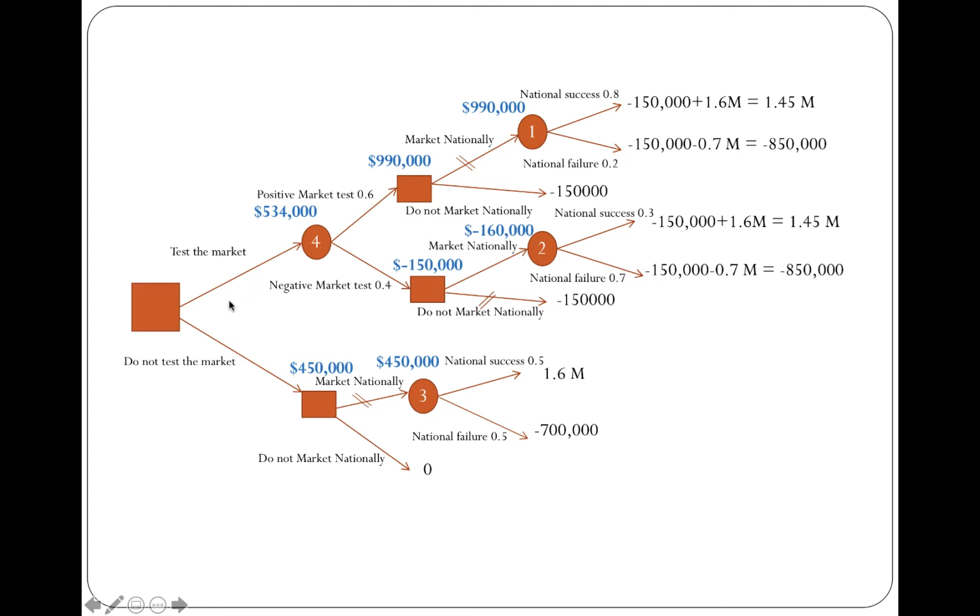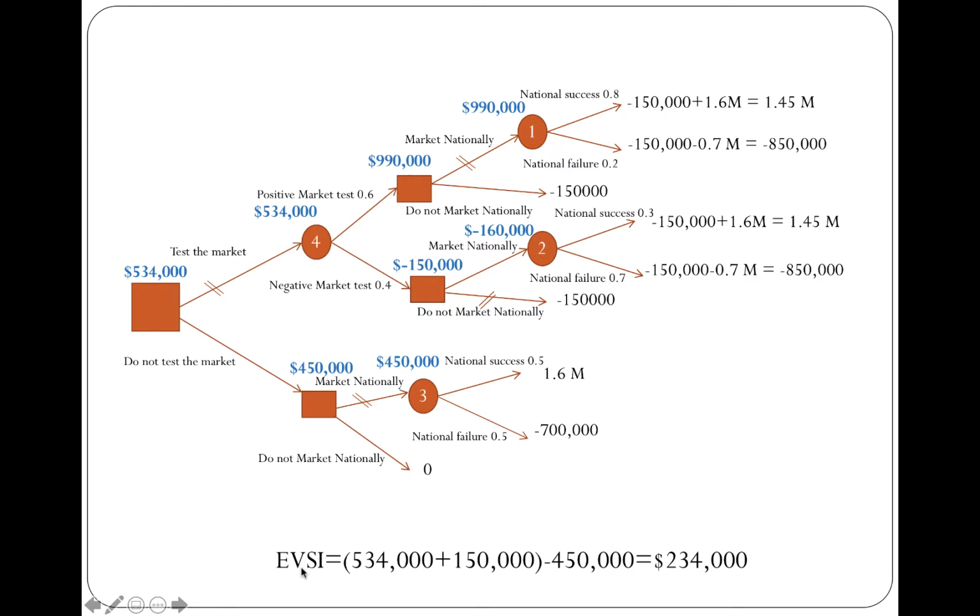Now we can decide that if we are ever at this decision making node, should we test the market or not test the market? Comparing the values associated with these two branches, the best decision would be to test the market, and we expect the total value of $534,000.